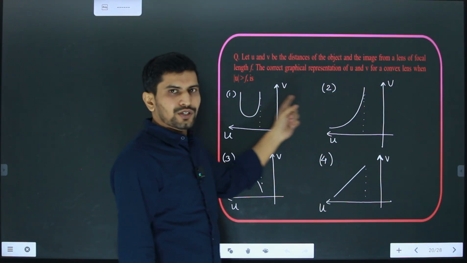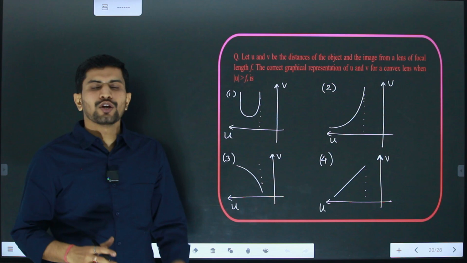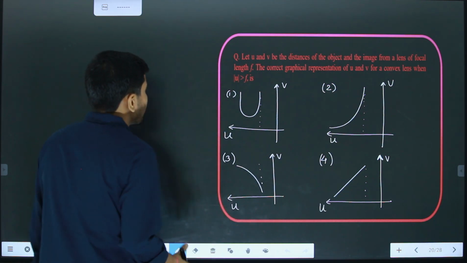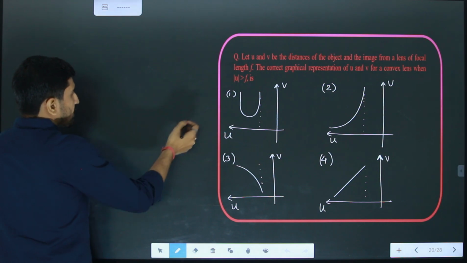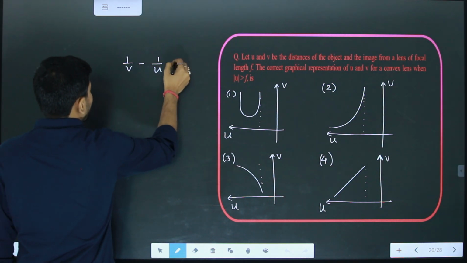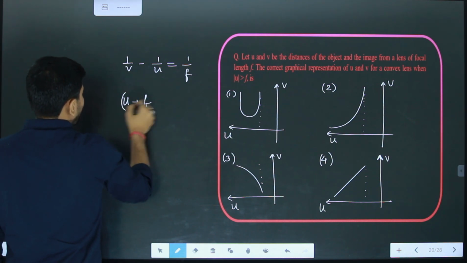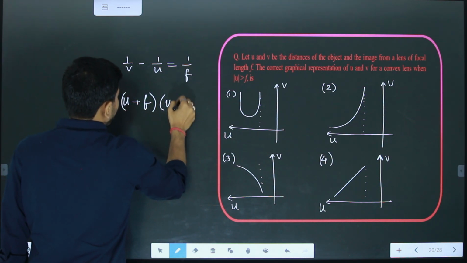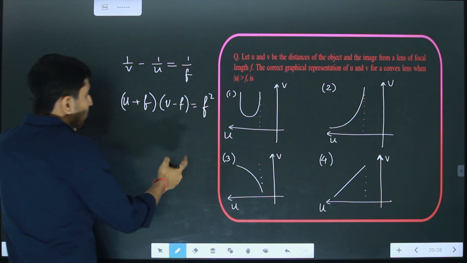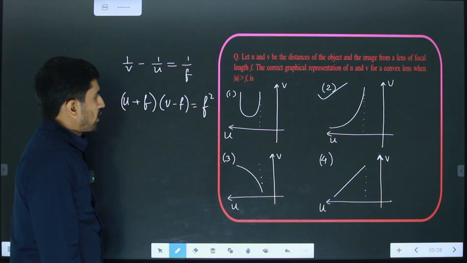Alright, the next question is as follows. We have to identify the correct variation between object distance and image distance of a convex lens. Okay, quite an easy one. Well, for a convex lens, we know that it will follow this equation, 1 by v minus 1 by u equal to 1 by f, or simply (u plus f)(v minus f) equal to f square. Okay. So this will follow an inverse relation, and this is the correct variation.